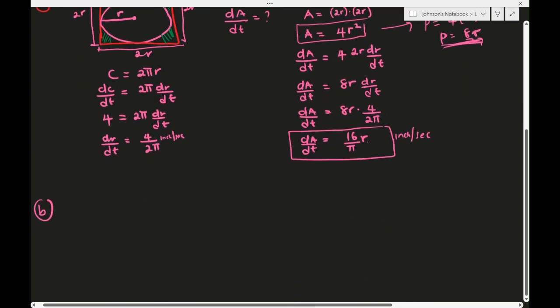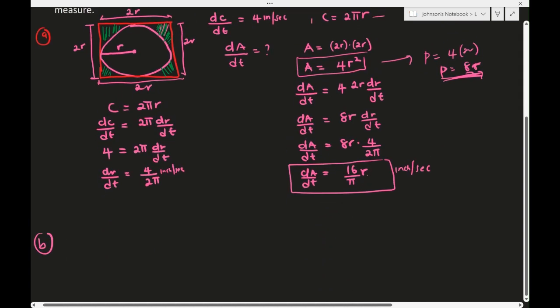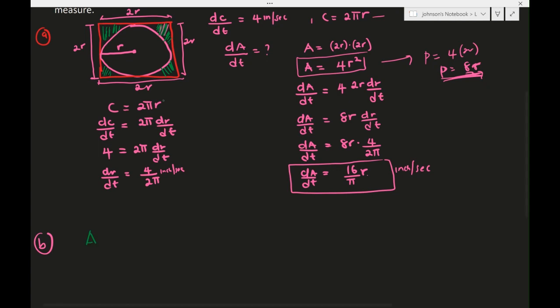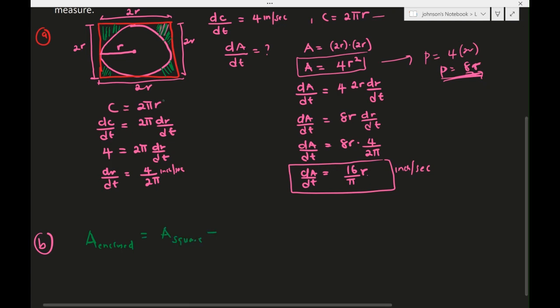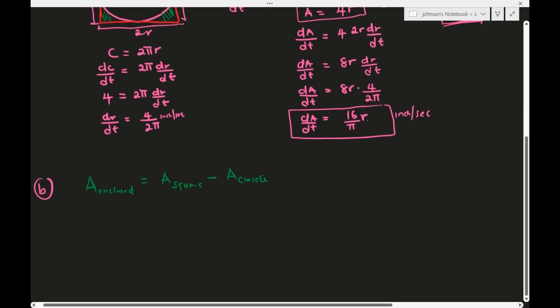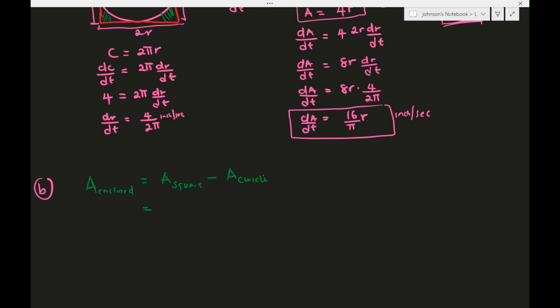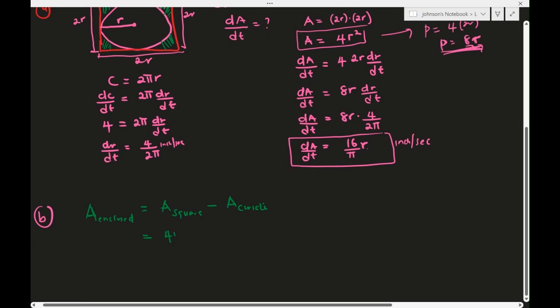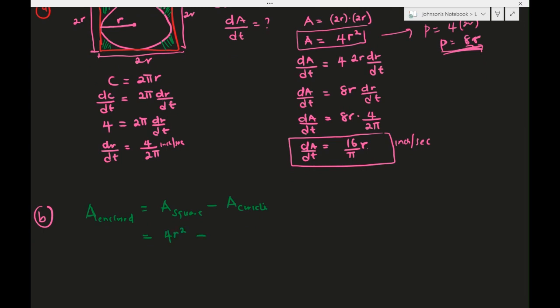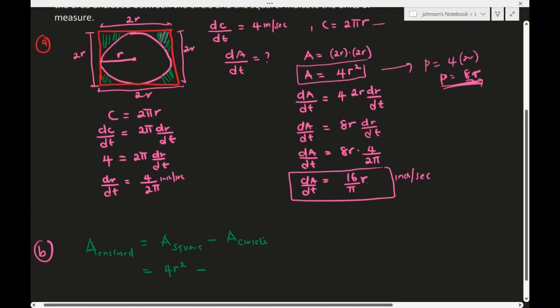And now how can we find this area? This area is nothing but the area of the square minus the area of the circle. So let's say the area enclosed is equal to the area of the square minus the area of the circle. Now, what is the area of a square? We know the formula for the area of this square. I think we already used it here, which is going to be 4r squared, minus the area of the circle.